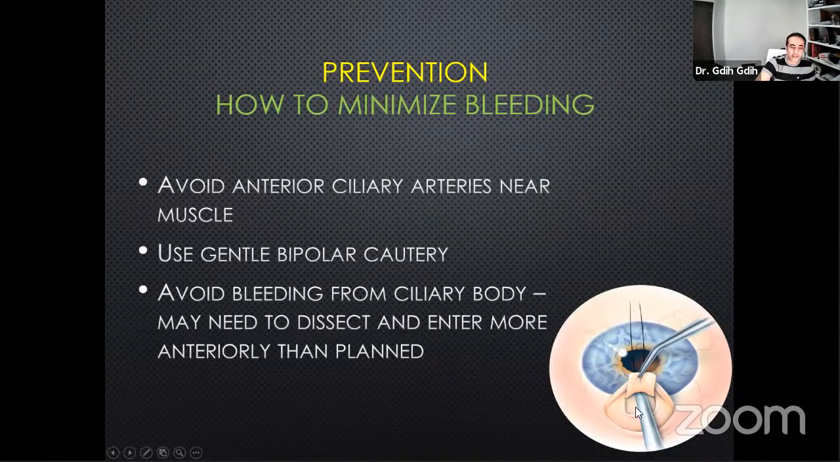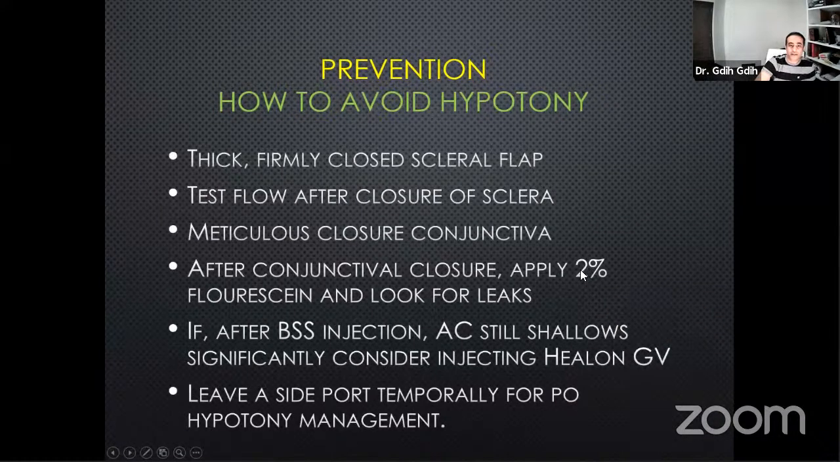When you're trying to do the trabeculectomy part of the surgery, you may want to cut more anterior to avoid cutting ciliary body and bleeding after that.